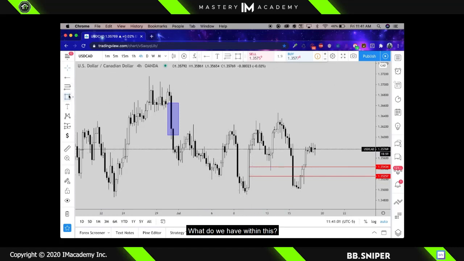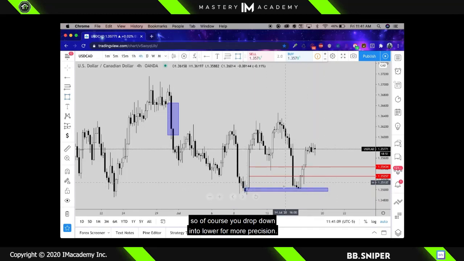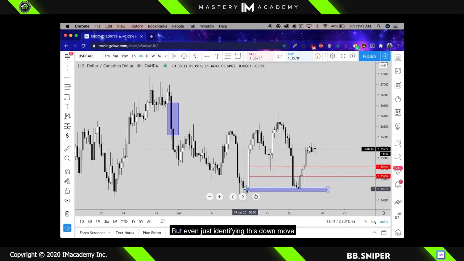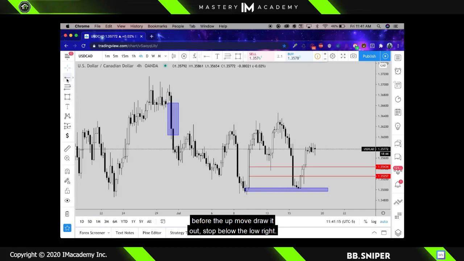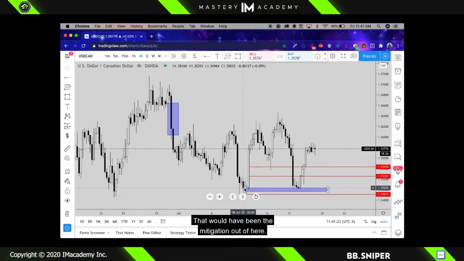What do we have within this? Our down move before our up move. Let's note that down move before the up move, okay? This is a higher time frame, so of course you drop down into lower for more precision. But even just identifying this down move before the up move, draw it out, stop below the low, right? You could have ran that position as well. That would have been the mitigation out of here.